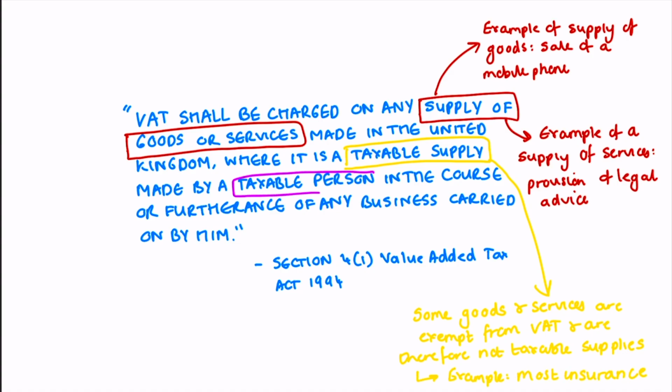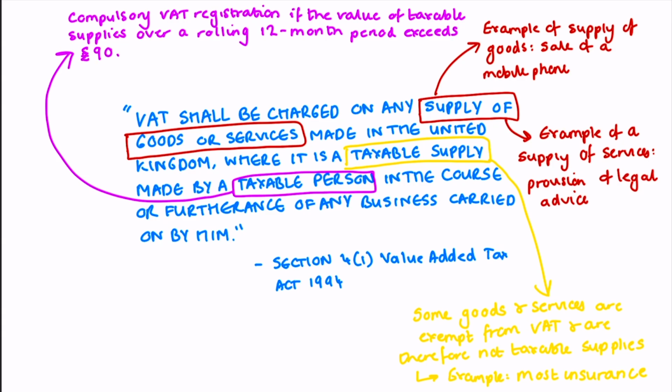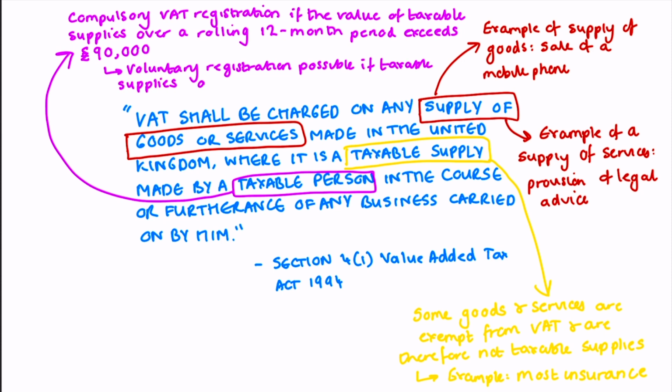Next we have taxable person. Not every person or business needs to register for VAT. If the value of taxable supplies over a rolling 12-month period exceeds £90,000, then the person or business must register for VAT and will need to charge this on their supplies. If the value of taxable supplies over a rolling 12-month period stays below £90,000, then a person or business might be able to voluntarily register for VAT. They might register so that they can get a refund on the excess VAT that they've paid.